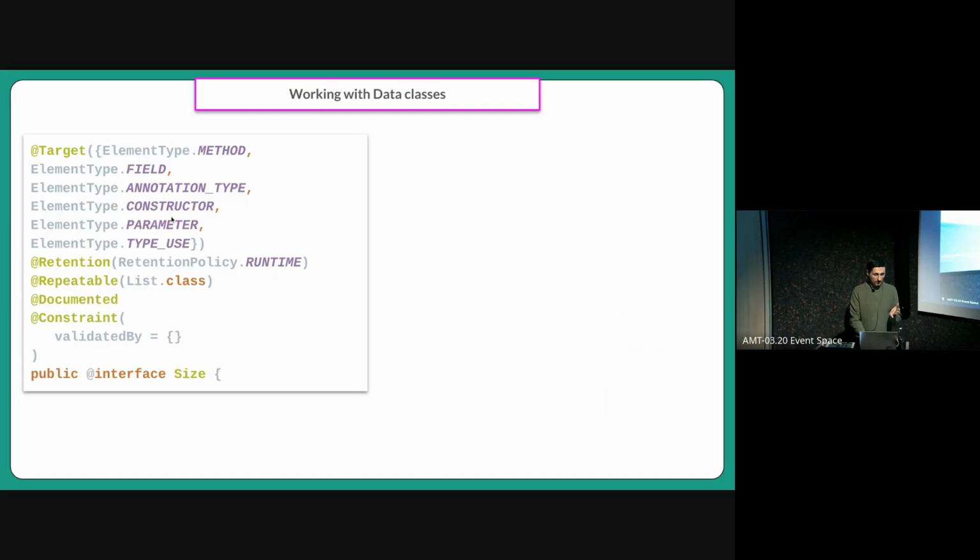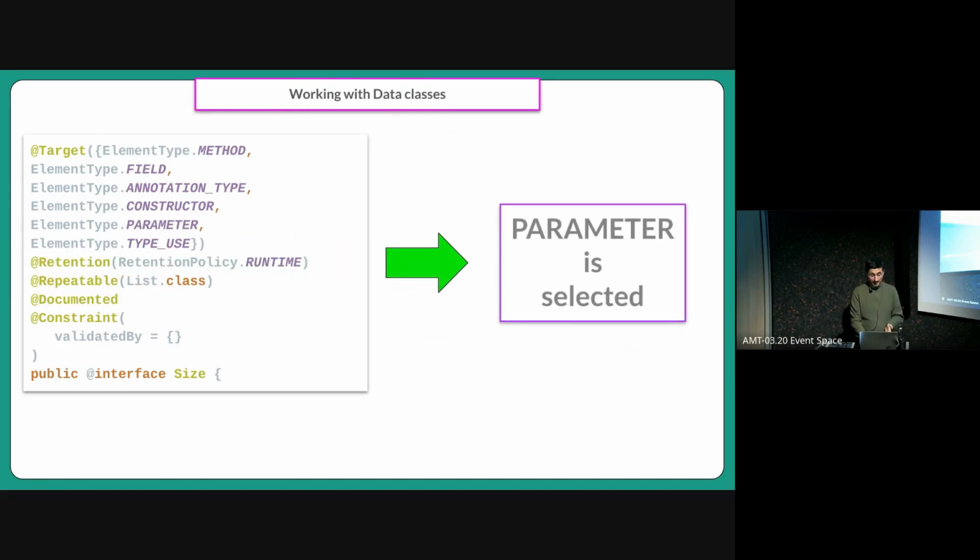So which one will be chosen by Kotlin? Which one do you think it will be chosen by Kotlin in this case to be applied to? Parameter. Yeah, it will apply to parameter. And the thing is that the Spring framework uses AOP to apply validations, and it doesn't provide good support for parameters. And because of that, this gets applied to a parameter.